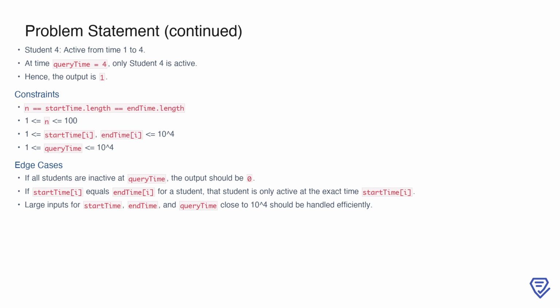Suppose start time is 1, 1, 1, 1, and end time is 1, 3, 2, 4, with query time equal to 4. Here, we have 4 students, and their homework sessions can be summarized as follows. Student 1 is active from time 1 to 1, student 2 is active from time 1 to 3, student 3 is active from time 1 to 2, and student 4 is active from time 1 to 4. At query time equal to 4, only student 4 is active, so the output is 1.